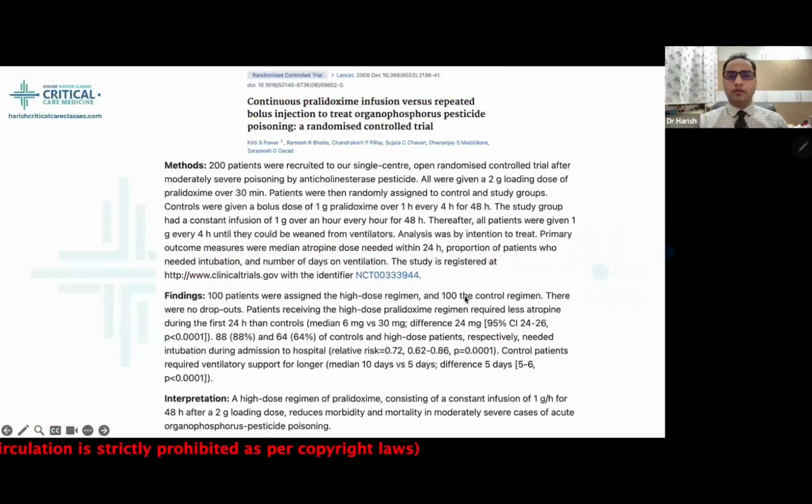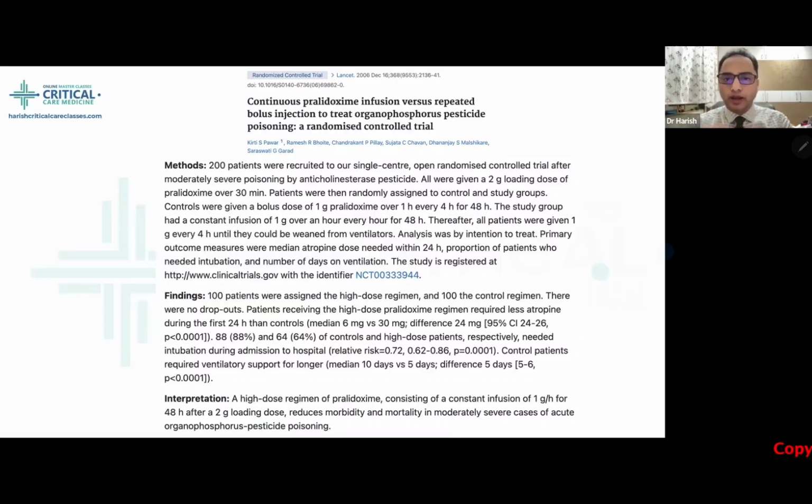So this is one landmark trial you should remember. We call it the Pawar trial, Kirti Pawar trial or Baramati trial. It is an Indian-based study: continuous pralidoxime infusion versus repeated bolus injection to treat organophosphorus pesticide poisoning. It's a randomized controlled trial which got published in Lancet in 2006. They included around 200 patients.